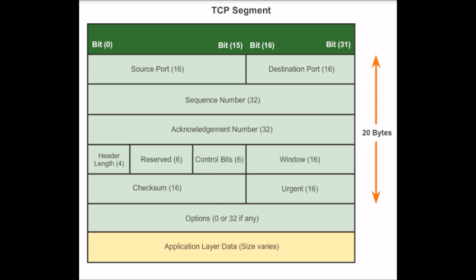Control bits with 6 bits as well includes bit codes or flags that indicate the purpose and function of the TCP segment. Window size with 16 bits indicates the number of segments that can be accepted at one time. Checksum with 16 bits used for error checking of the segment header and data. Urgent, 16 bits, indicates if data is urgent. Examples of applications that use TCP are web browsers, email, and file transfers.